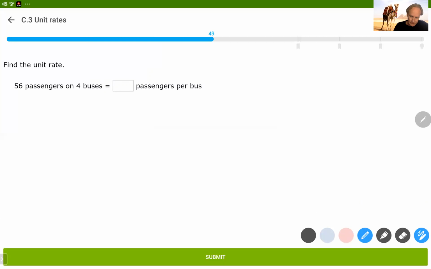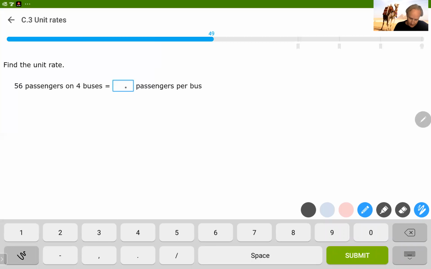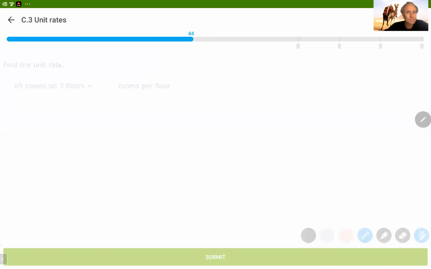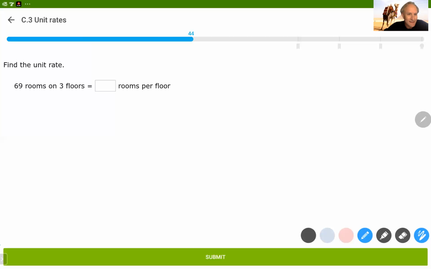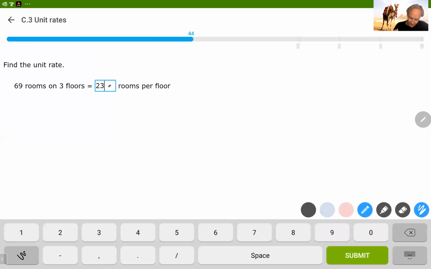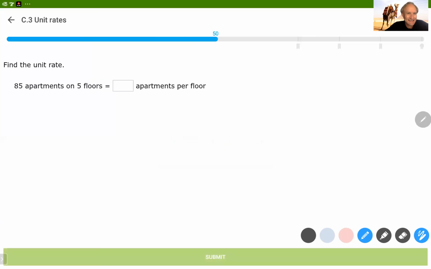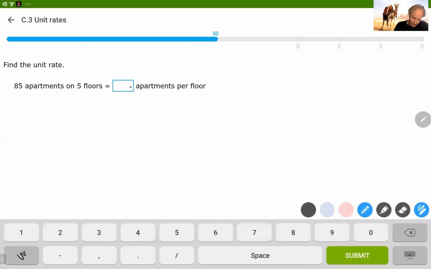56 on 4 buses gives us 16 on each bus. Oh, 14 on each bus. Can't divide today. My bad. 69 on 3 floors. We divide by 3. That's 23. Let's see if I can get my division back here. 85 divided by 5 is 17 apartments per floor.